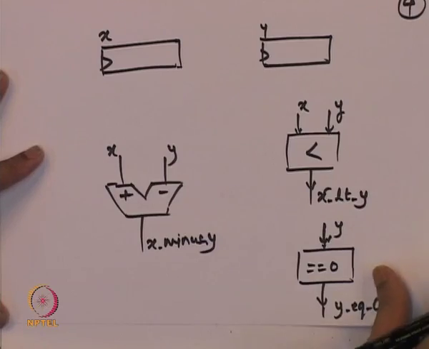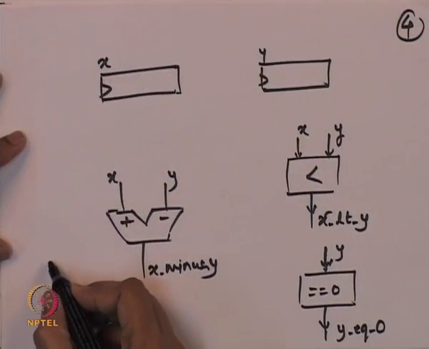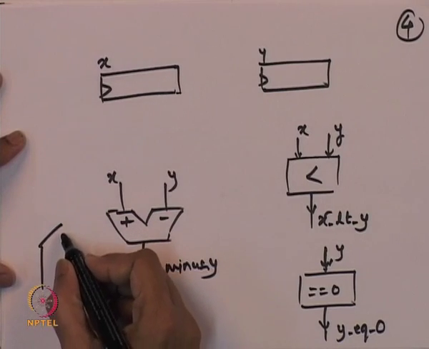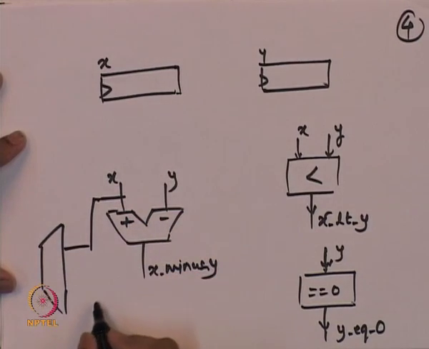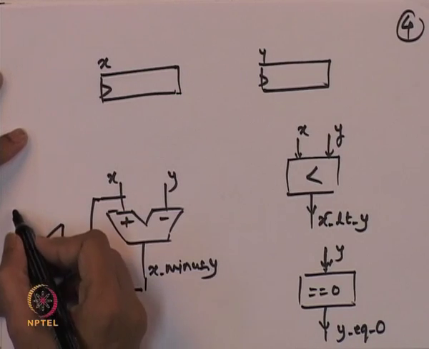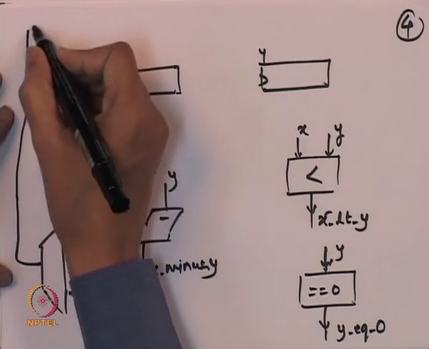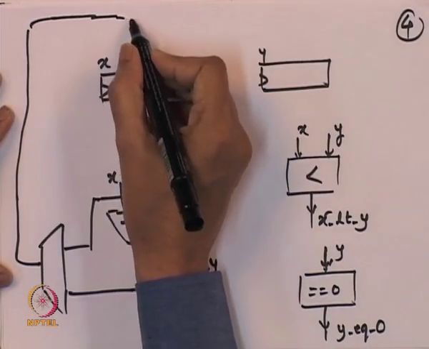So, where do we require multiplexers? We notice that in different situations, we swap contents of x and y, or we load x with x minus y, and we let y remain as it is. So, we will require a multiplexer to which one of the inputs is x itself and the other input is x minus y, and the output of this multiplexer will be available to be loaded into x eventually.